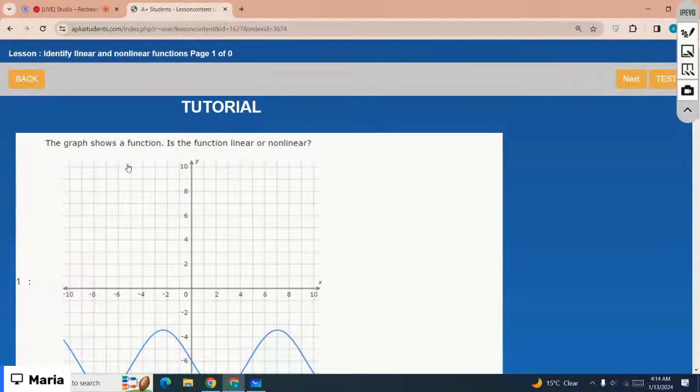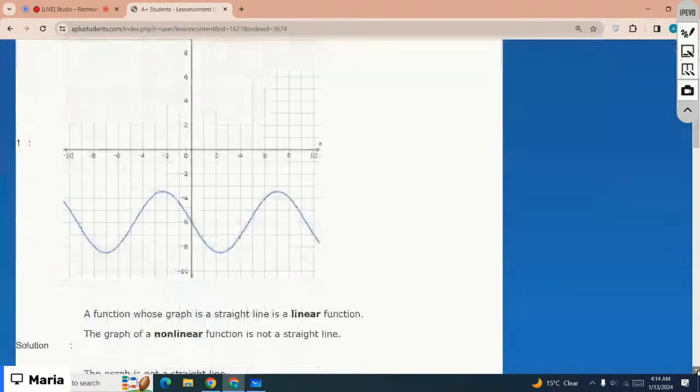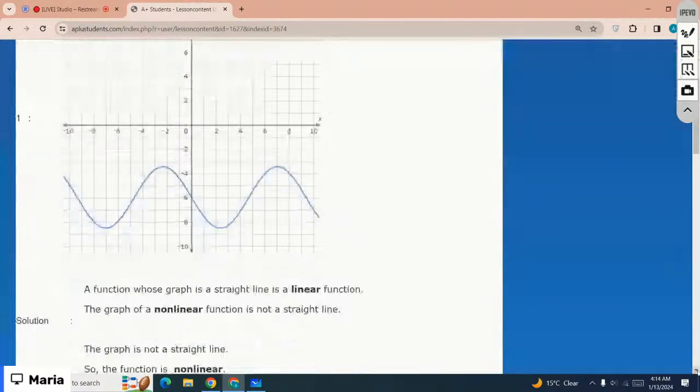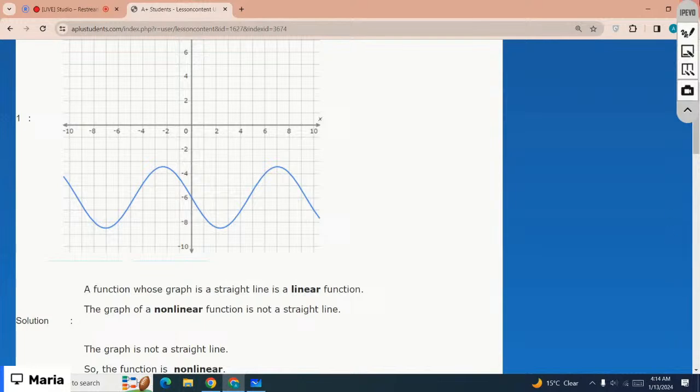The graph shows a function. Is the function linear or non-linear? So you are given a function, you have to see if the function is linear or non-linear, right? So just look at the line. This is a straight line, so that means this is a linear function. This is a non-linear function. A function whose graph is a straight line is a linear function. Let's just start with the test questions.